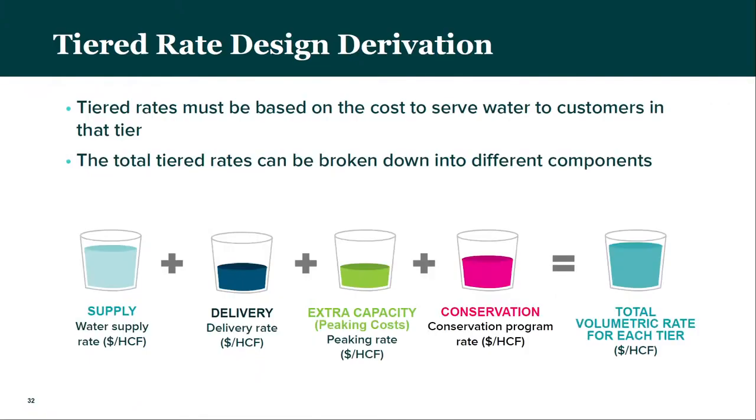And in order to not end up like San Juan Capistrano and to make sure we meet Prop 218, to derive rates, we establish unit rates by each bucket, and we add those four together to come up with the total volumetric rate for each tier. And this provides the basis for your tiered rates.